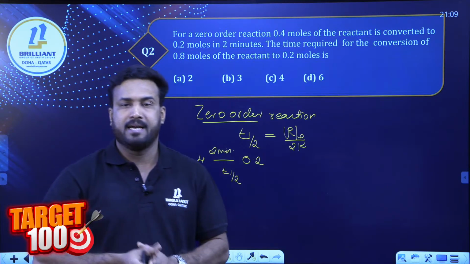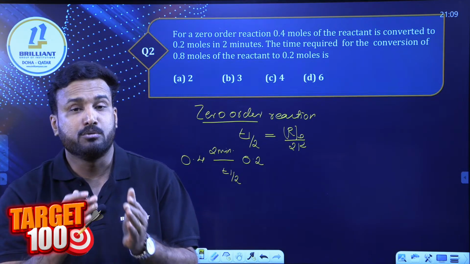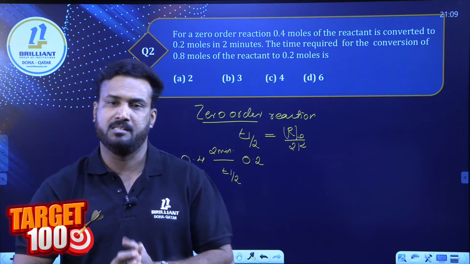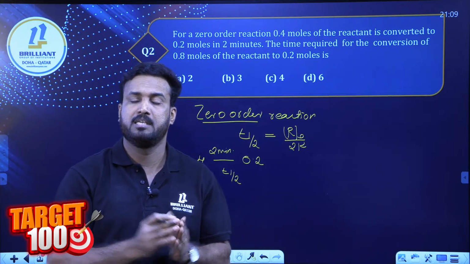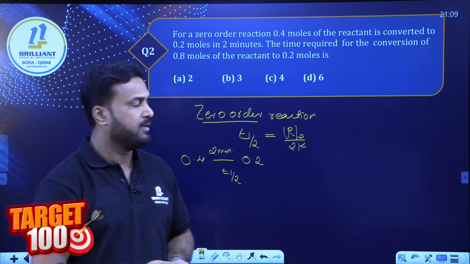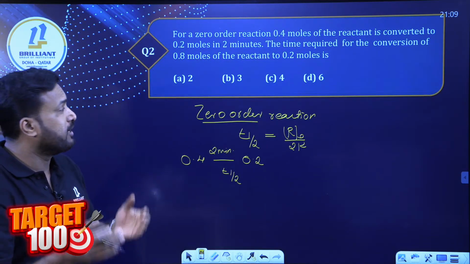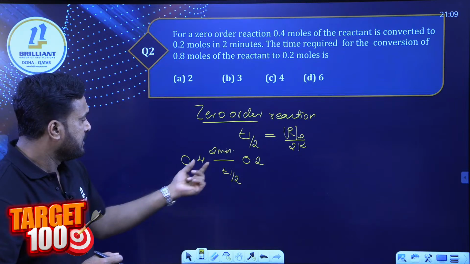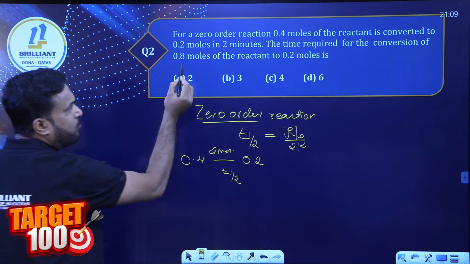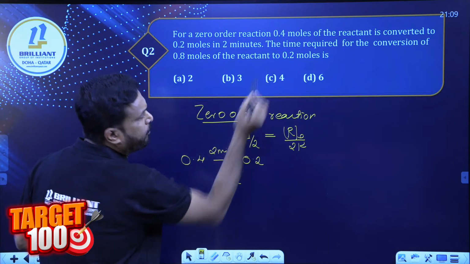And for a zero order reaction, you know that when you double the initial concentration, what happens to T half? T half also will be double. Yes, people are sending answers. Let's see which one will be the correct answer. Now they are asking what happens when 0.8 goes to 0.2.